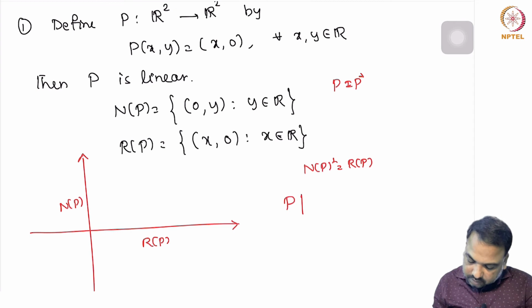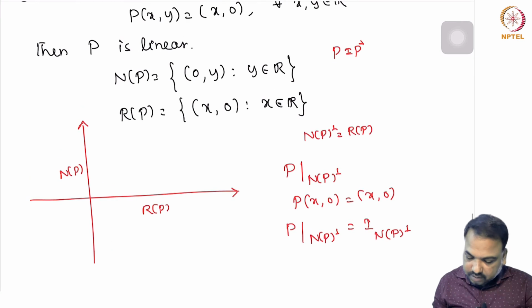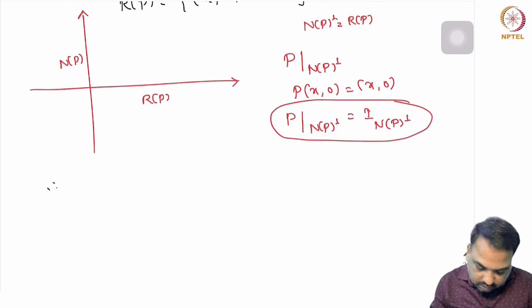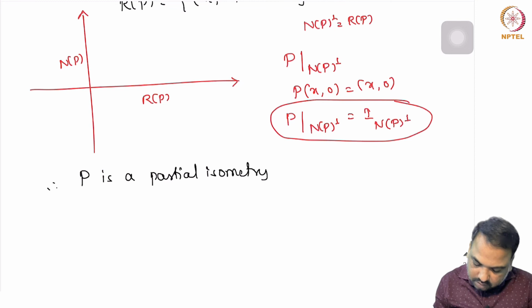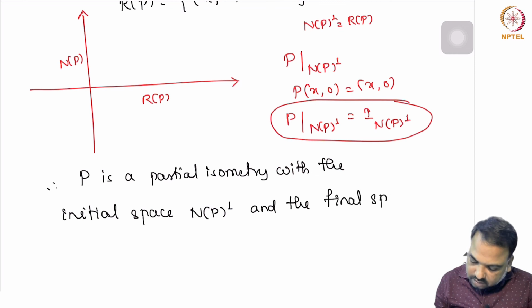So P restricted to null space of P perp, that means when we restrict P to the x-axis, it is of the form x comma 0, it sends x comma 0 to x comma 0 only. So P restricted to null space of P perp is the identity map onto the corresponding space. On the remaining space it is 0. Hence since this is an isometry, we can say that this is a partial isometry. So therefore P is a partial isometry with the initial space null space of P perp and the final space, that is range of P, again equal to null space of P perp.